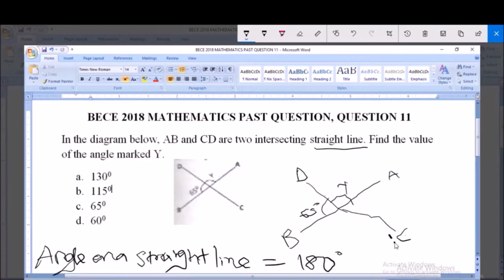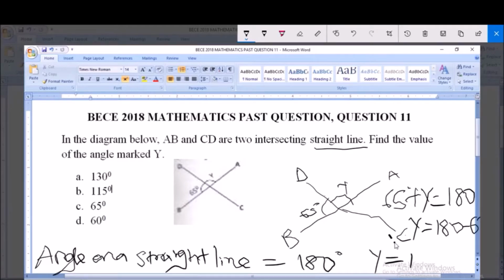Now, one of these angles is known, which is 65 degrees, but the other is unknown, which is Y. So therefore, to find Y, what do we say? We say 65 degrees plus Y is equal to 180, because it's angle on a straight line. Angle on a straight line is equal to 180 degrees. So Y is equal to 180 minus 65. Therefore Y will be equal to what? 115 degrees. So the answer to this question is 115 degrees.